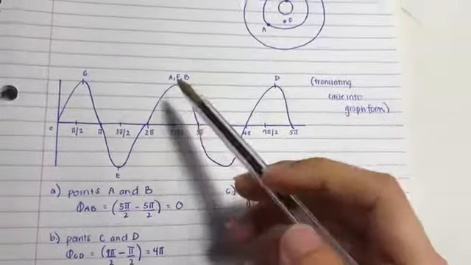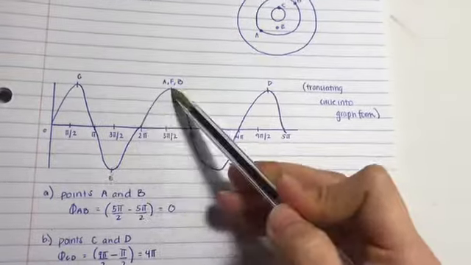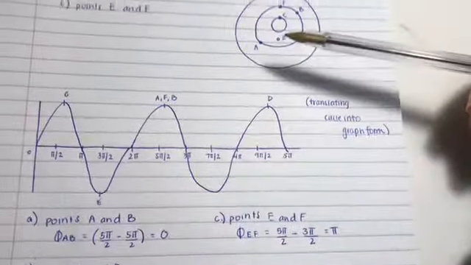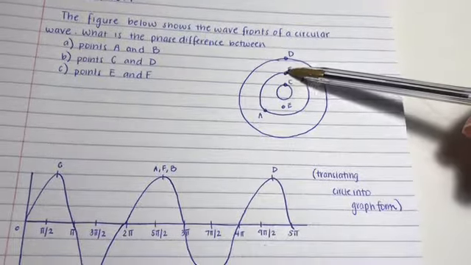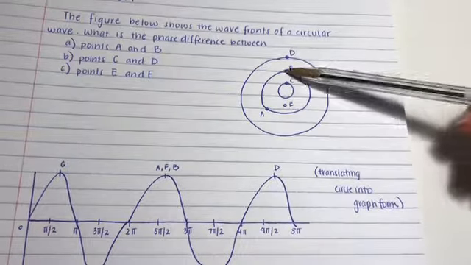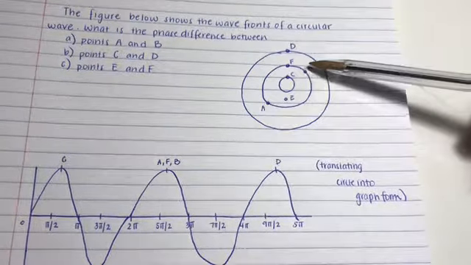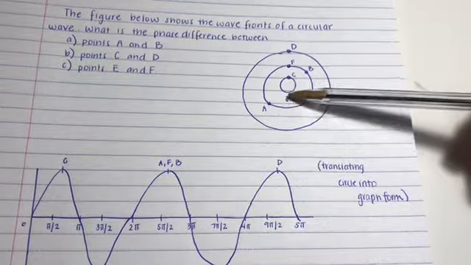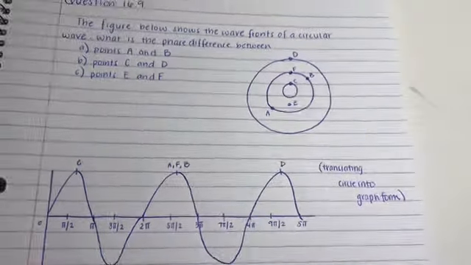So over here we see that E is on the trough and F is on the crest, and you could see that in the circle too, because F is on the same wavefront as A and B, and E is in the middle of the two wavefronts.